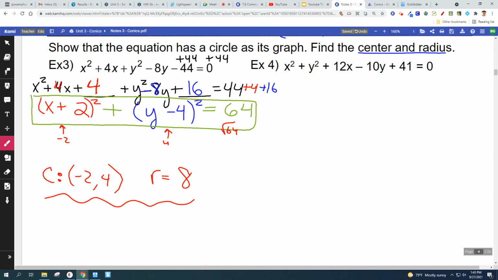Okay? So then problem number 4 is really the same thing. I could have given you a harder example, and we will, but it's basically the exact same idea. Let's put our x's together. We've got x squared plus 12x, and leave a blank space. And then I'm going to put my y's together, y squared minus 10y plus a blank space. And yes, it is always going to be a plus a blank space. And I'm going to subtract the 41 over. Just kind of clear the 41 out of there. There are other ways to do this, but I think this is the easiest way to understand.